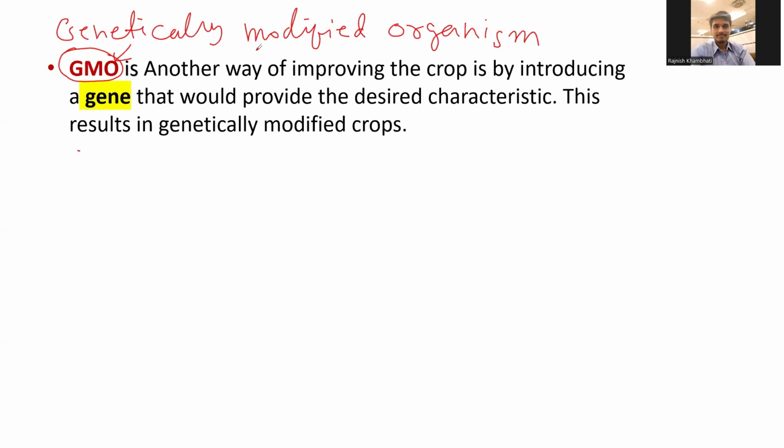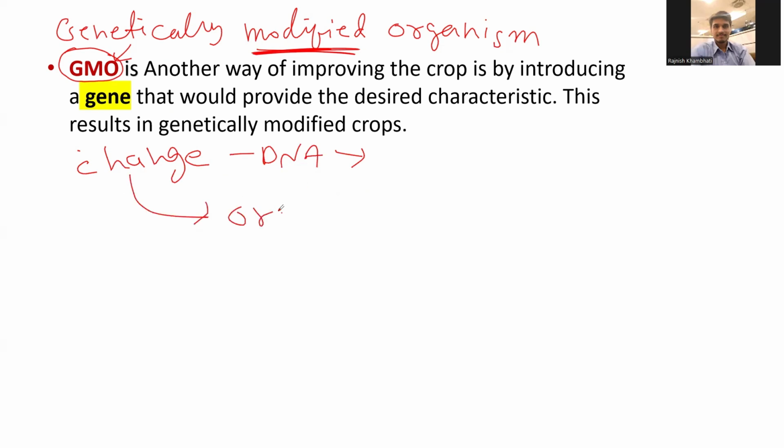So I will modify it. I will change it. Modify means change. So simple over here is I will change the DNA, and thereby I can change the organism. So simple. Clear? If I change the DNA of some organism, simply I can change the whole organism because DNA carries character. So if I am changing the DNA, that means I am changing the character over here. So how to do that? Understand over here. Let's read first.